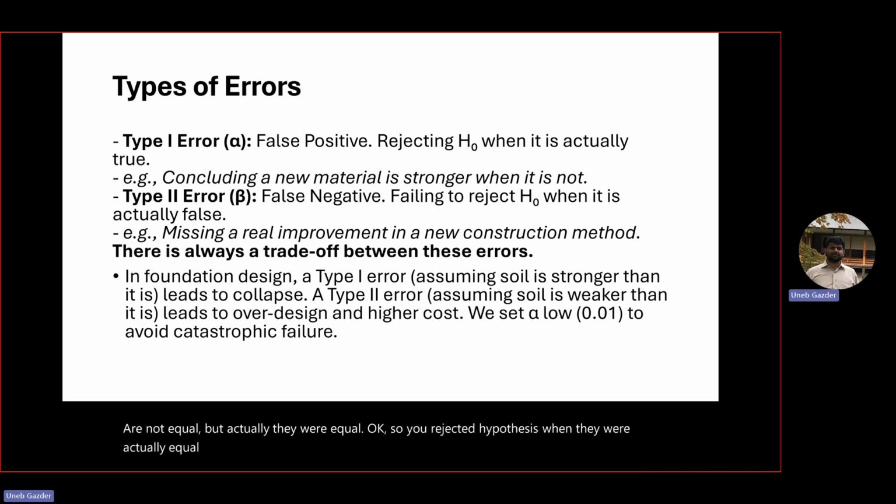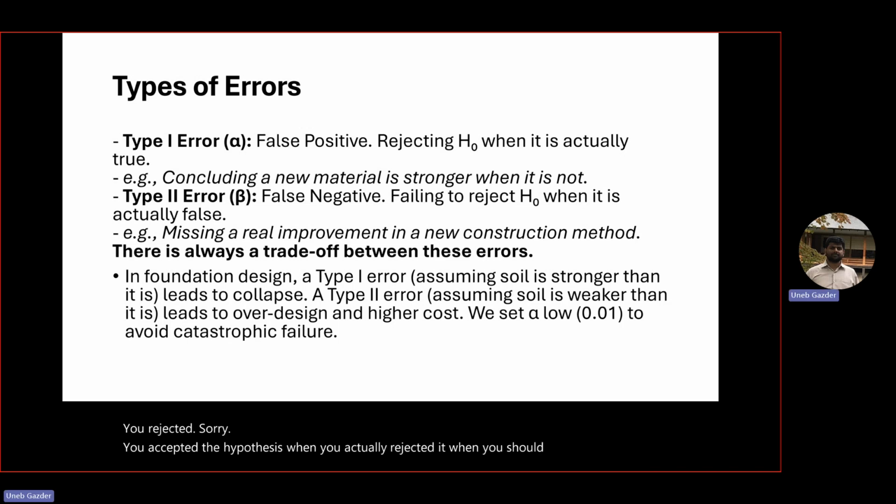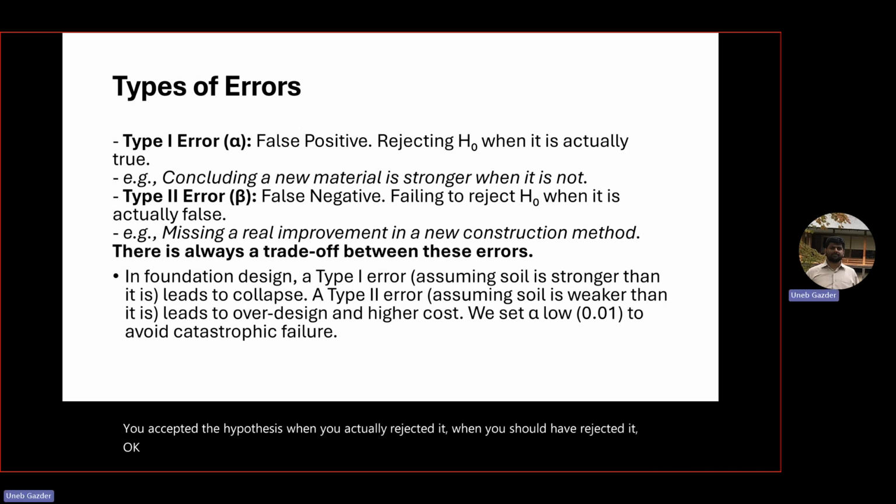Okay, and the type 2 error is false negative. So you accepted the null hypothesis when you should have rejected it. Meaning that you reject the null hypothesis when you should have accepted. This is the first step: rejecting when the actual was acceptance.